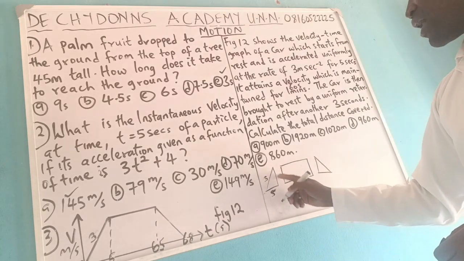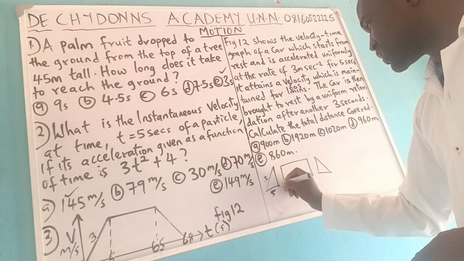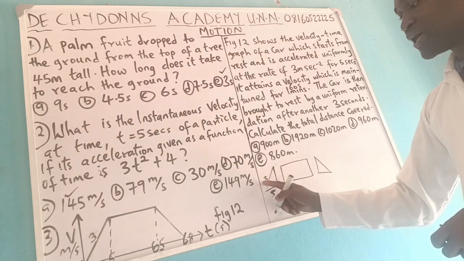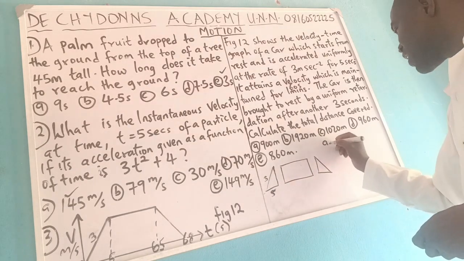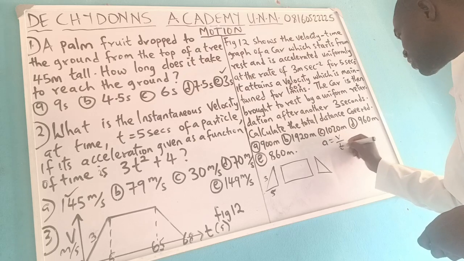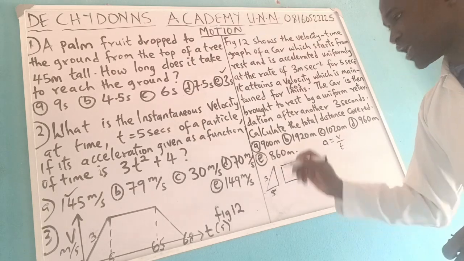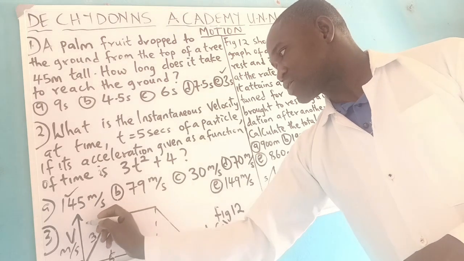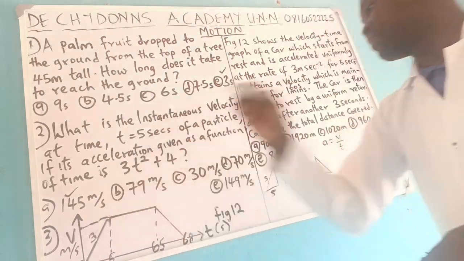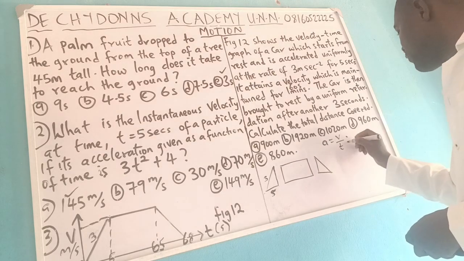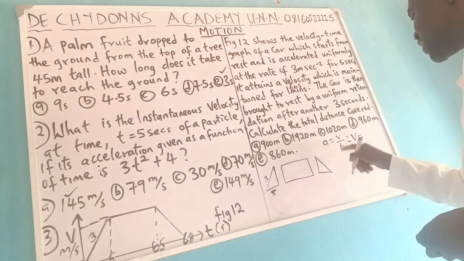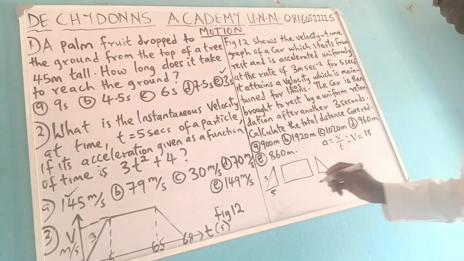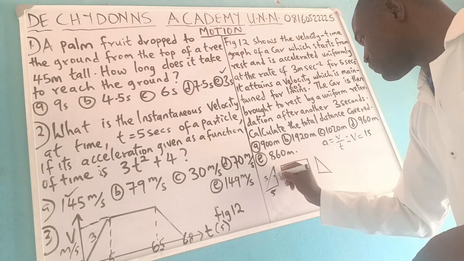Do you know we can get this side? How can I get it? This 3 represents acceleration. Acceleration equals V over T. That means from this side to this side means the velocity. So velocity will be equal to acceleration times time. 3 times 5 is 15. That means this side is 15.